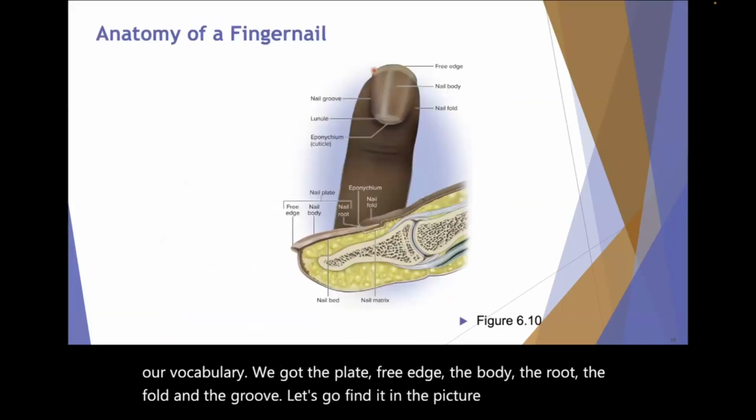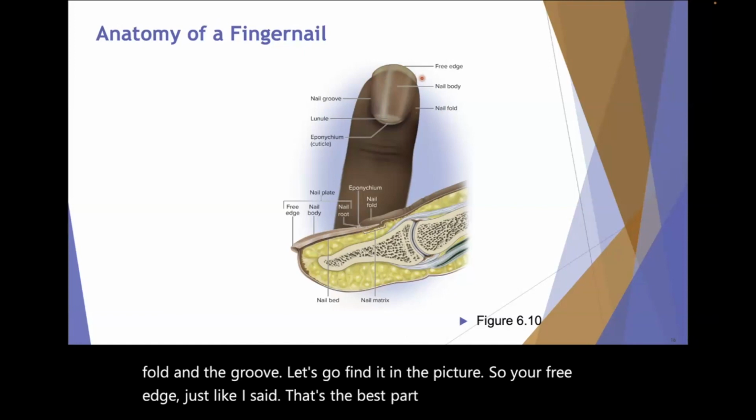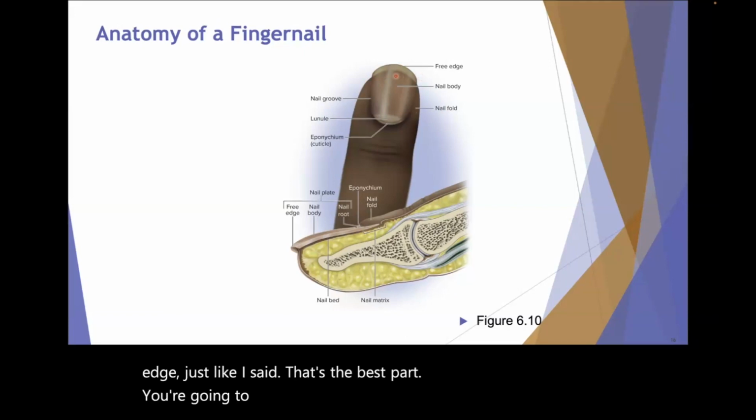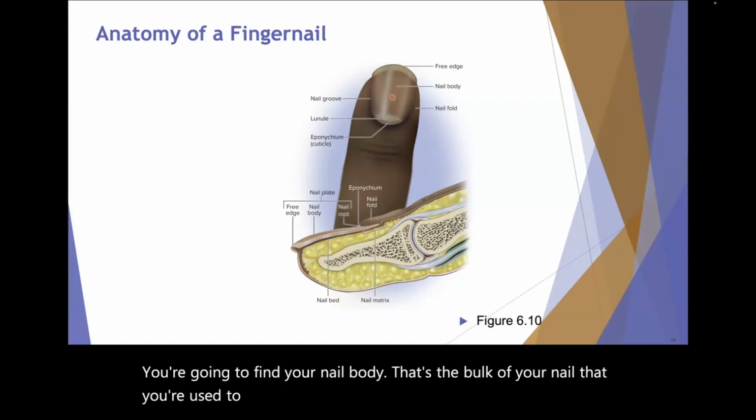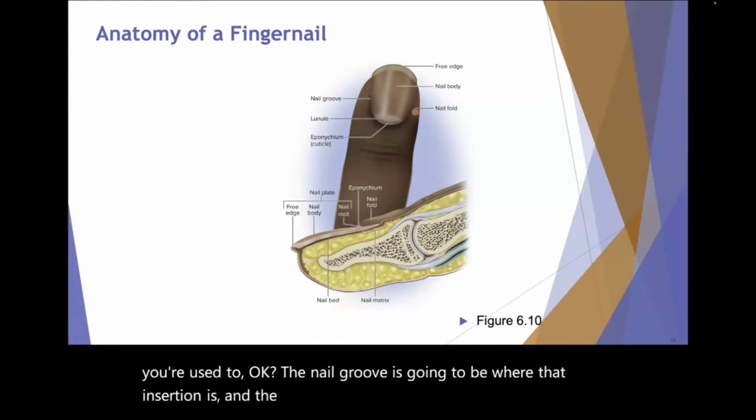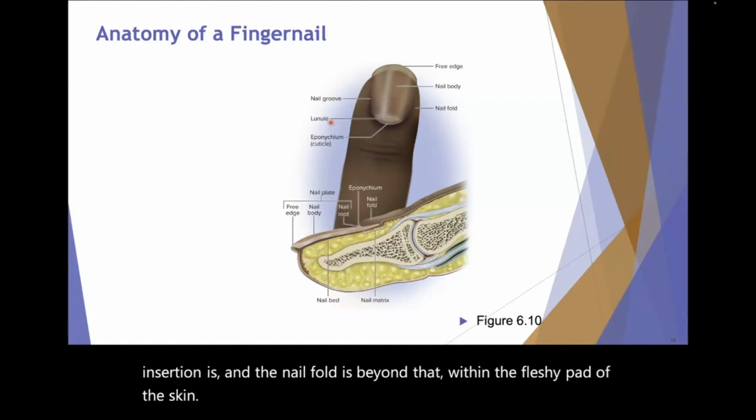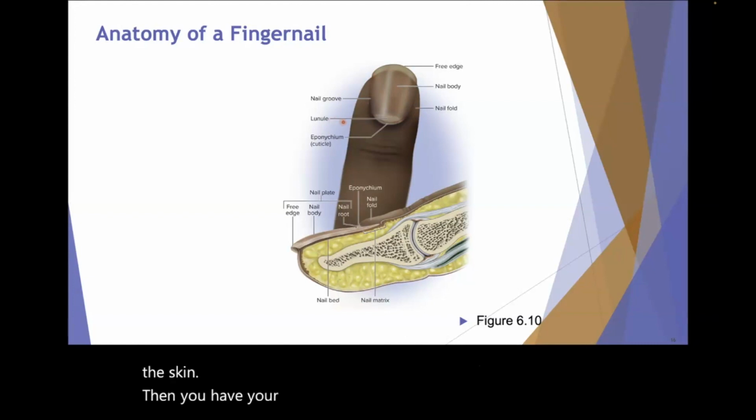So your free edge, just like I said, that's the end part of it. You're going to find your nail body. That's the bulk of your nail that you're used to. The nail groove is going to be where that insertion is, and the nail fold is beyond that, within the fleshy pad of the skin. Then you have your lunula. The lunula, it's like a moon.